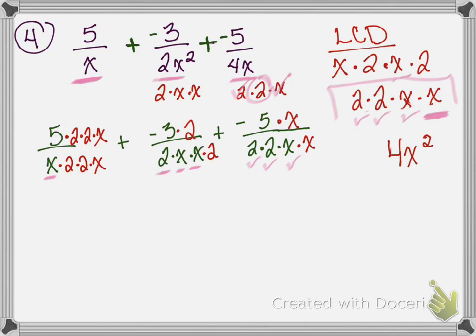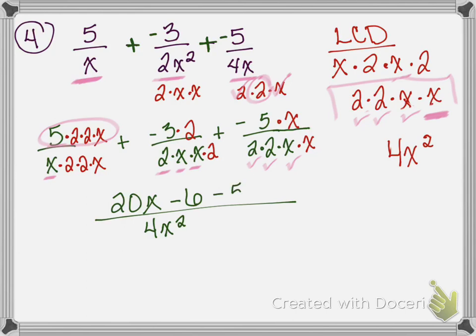So my denominator here is 4x squared. Now I've got 5 times 2 times 2 times x, and that's going to give me 20x. Okay, for my next one, I've got negative 3 times 2, so that's minus 6. And for my last one, I've got negative 5 times x, and that's minus 5x. I combine like terms in the numerator, and my final answer is 15x minus 6 over 4x squared.